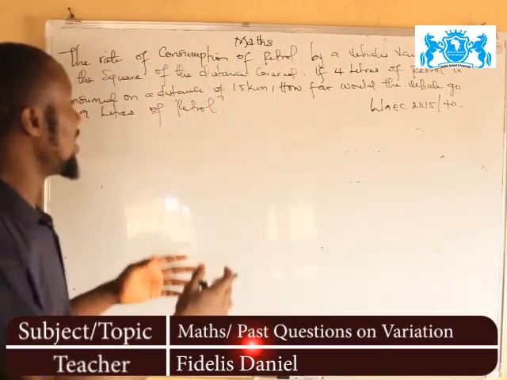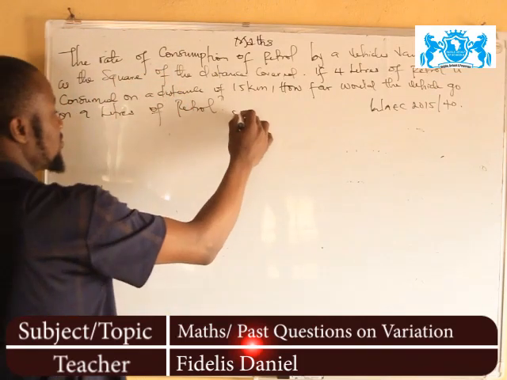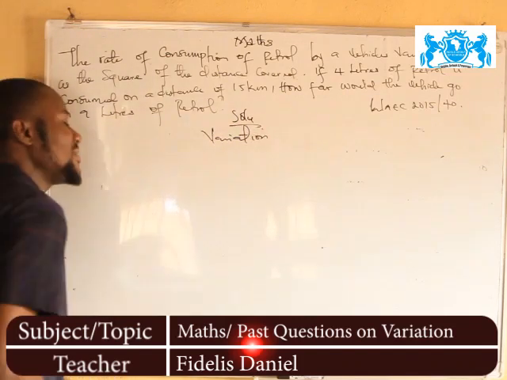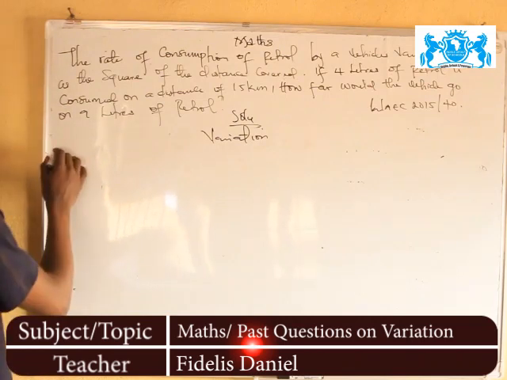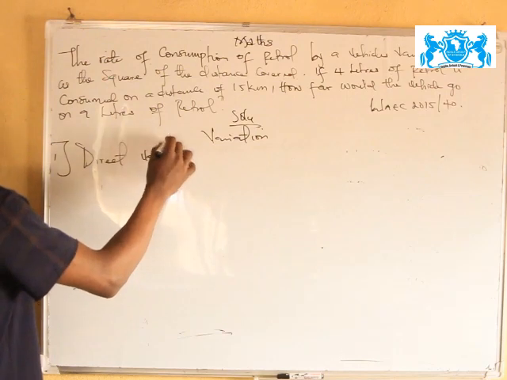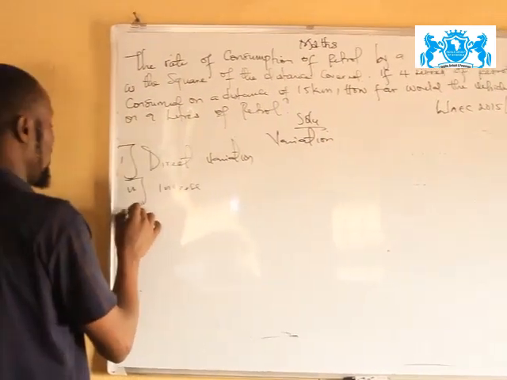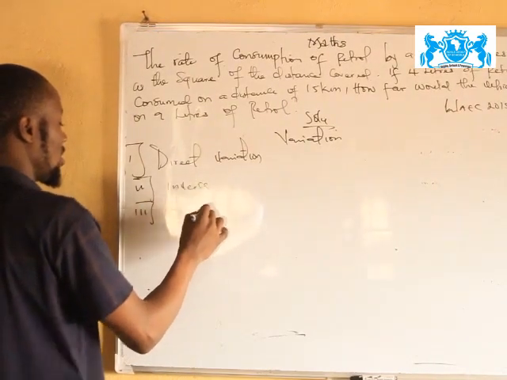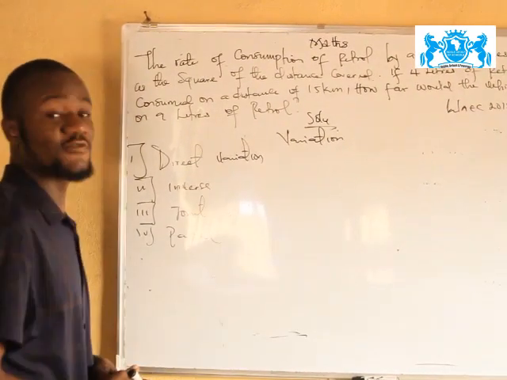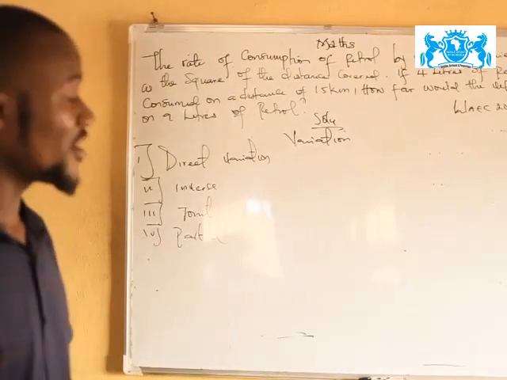Now, in this class, we'll be looking at mathematics, and our topic today is variation. Basically, we have four types of variation: the direct, the inverse, the joint, and the partial. These are the basic types of variation that we have.